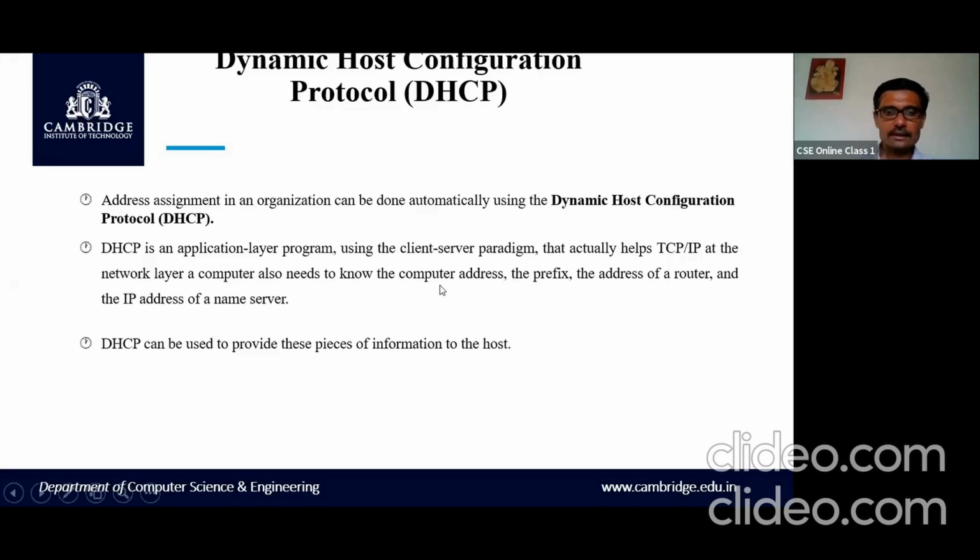Then, when you configure the computer, you need all these addresses: the computer address, the prefix length, and the address of the router, meaning which router it is connected to, because every host is connected to the router switches. You also need the IP address of the server, etc. All this information should be known, and it is available in the server. So DHCP can be used to provide this information to the host. Using DHCP, the host will get all of it.